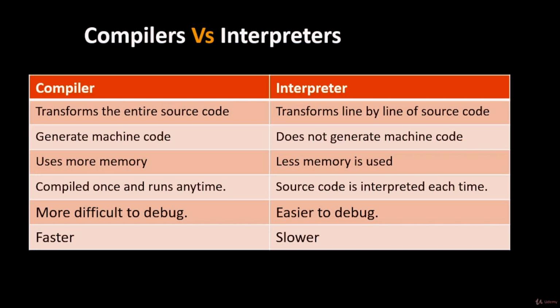Compiled languages run once. So once you've compiled it, you can run it anywhere because it's already been compiled. With the interpreter, the source code has to be interpreted each time you run the file. Compiled languages are more difficult, because it's harder to find problems or debug issues, while the interpreter is much easier to debug. The compiler is faster and the interpreter is much slower. So these are some key differences between compilers and interpreters.